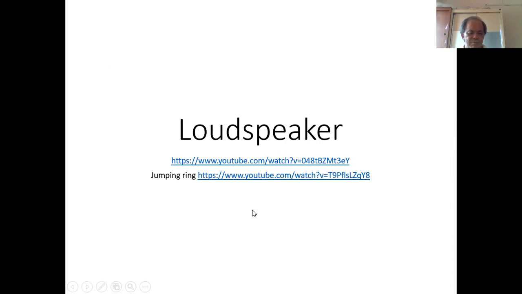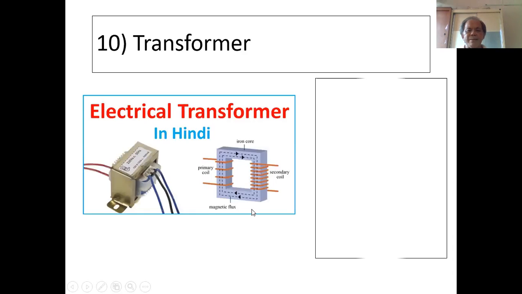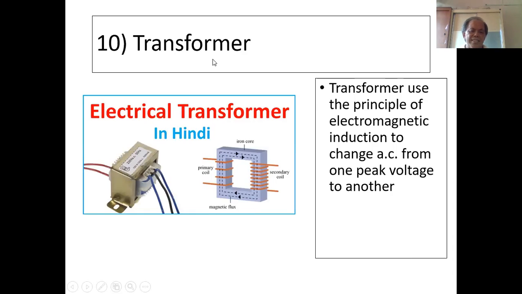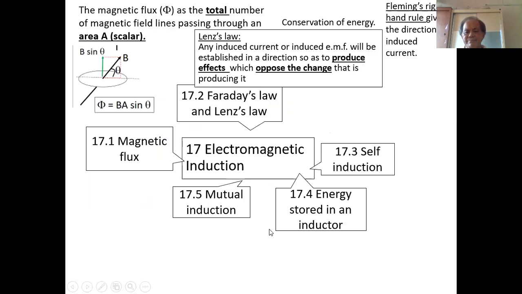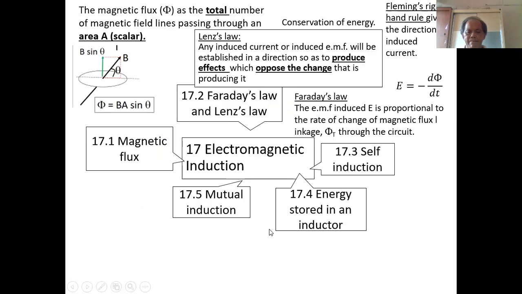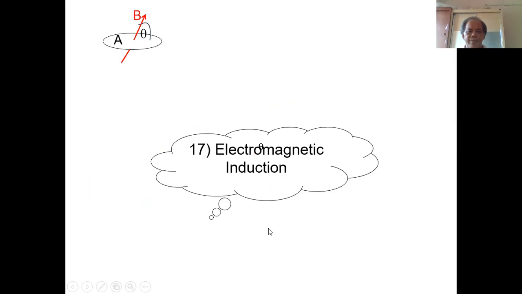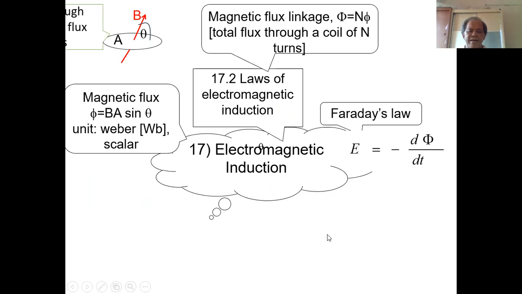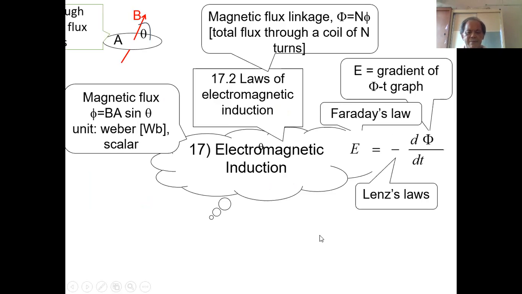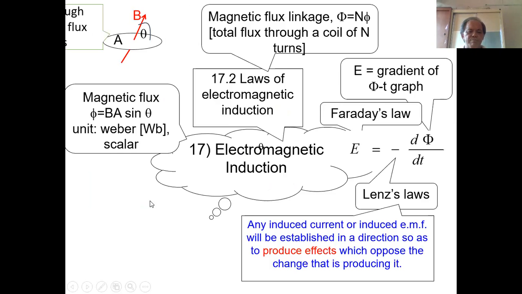Okay, I think I will stop here and then we will do some examples. We will look at the transformer later on, the uses of Faraday's and Lenz law in the transformer. All this formula we have more or less summarized there. So all these are a summary of what we have done, and all this you need to remember.